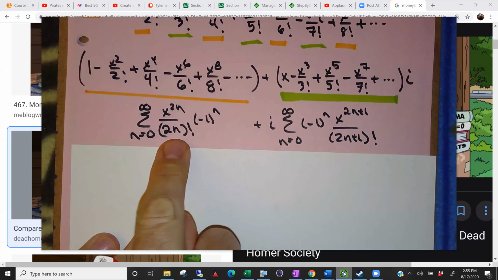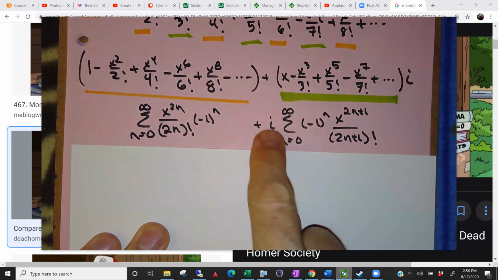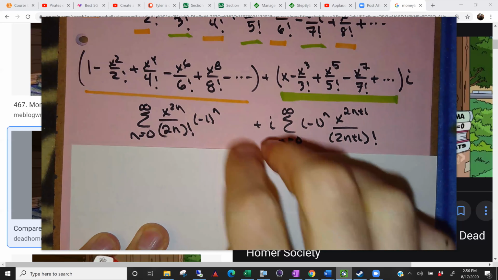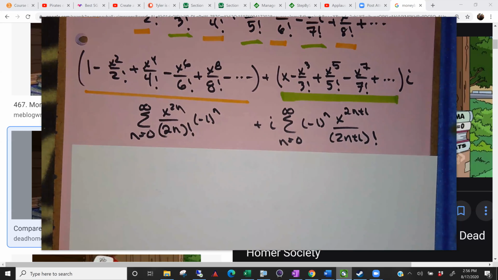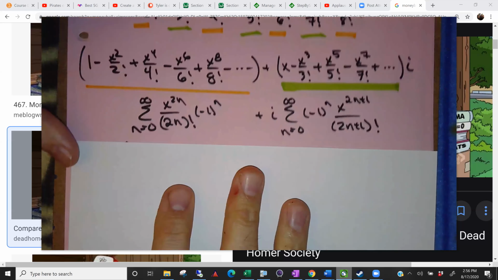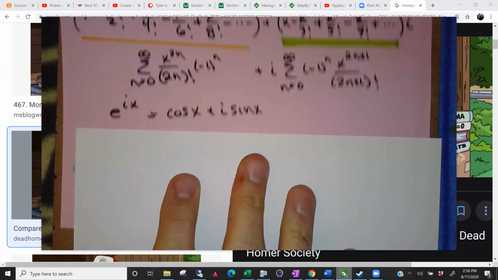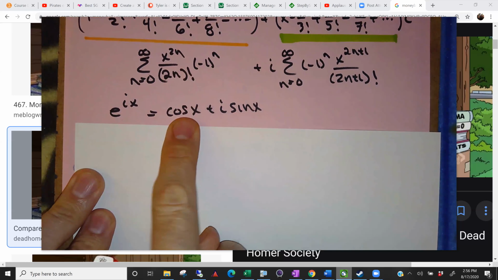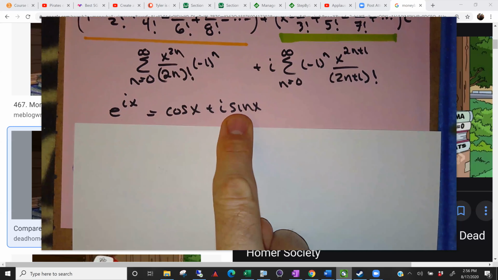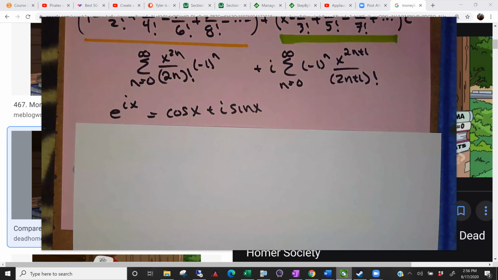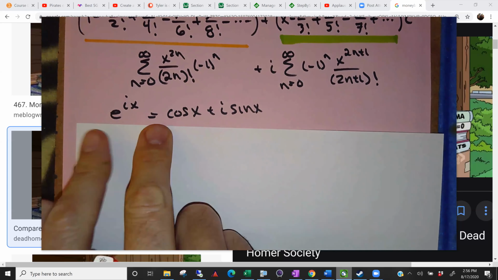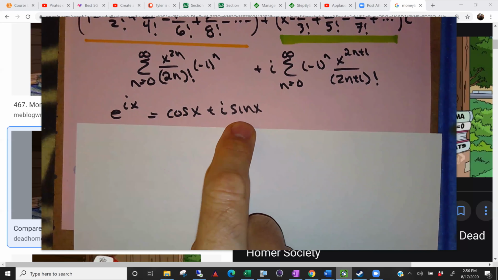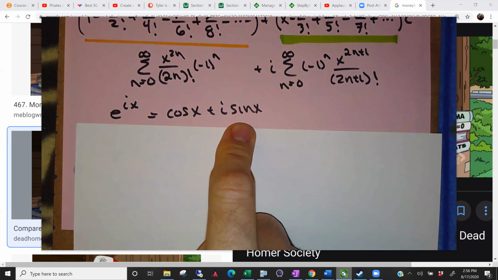So if you rewrite those series, this is i times this, that's your sine. This is your cosine. So, wow, what's that saying? What that says is e to the ix is cosine of x plus i times the sine of x. Wow, that's brilliant. It breaks this up into a real part and an imaginary part. But wait, it gets even better.